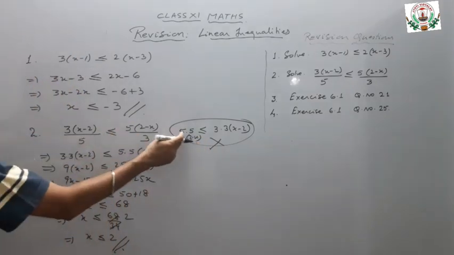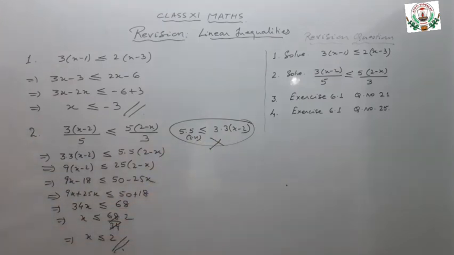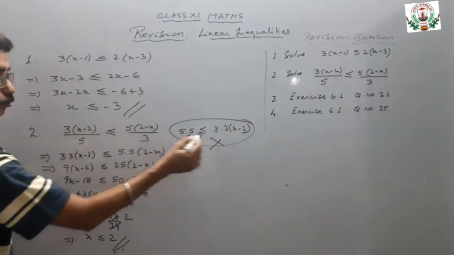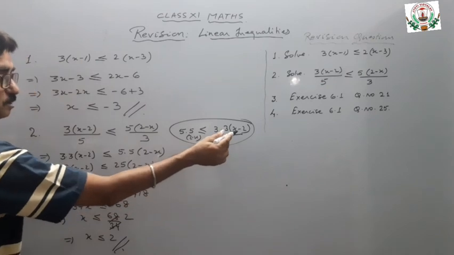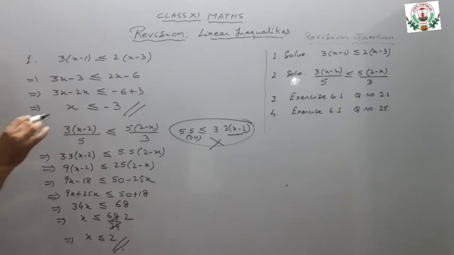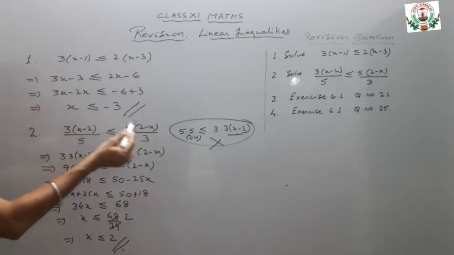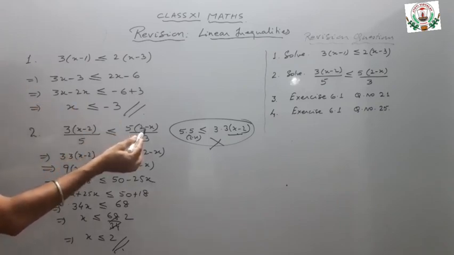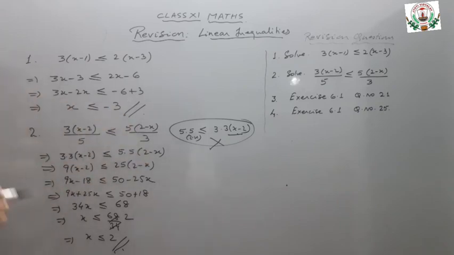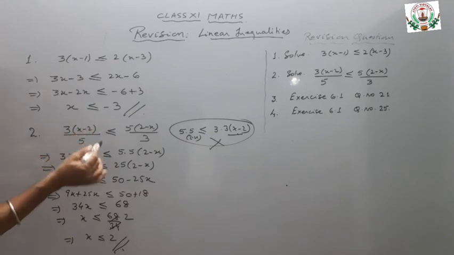5 into 5 into 2 minus x less than or equals to 3 into 3x minus 2. Okay, because here the positions are changed: x minus 2 here comes on the right, and here it is on the left. So whenever you multiply, the left side function's numerator must stay on the left, and the right side numerator function must stay on the right side only, and then you can proceed, because it is not an equal sign, they are inequalities.